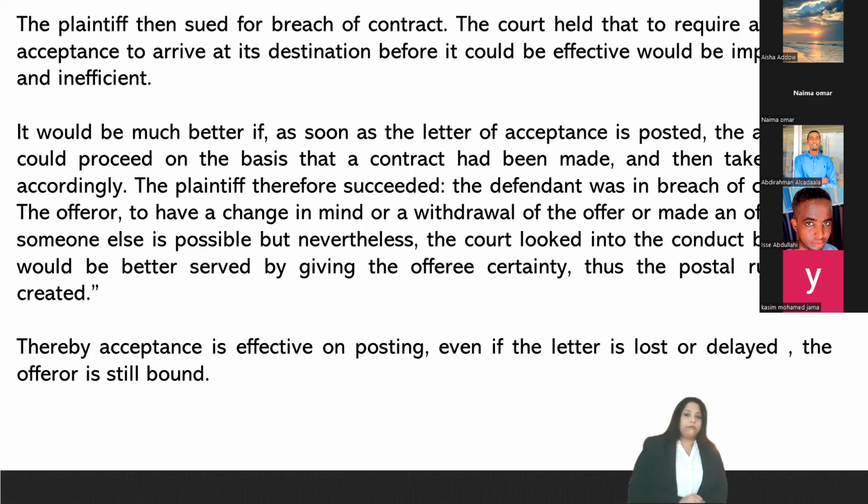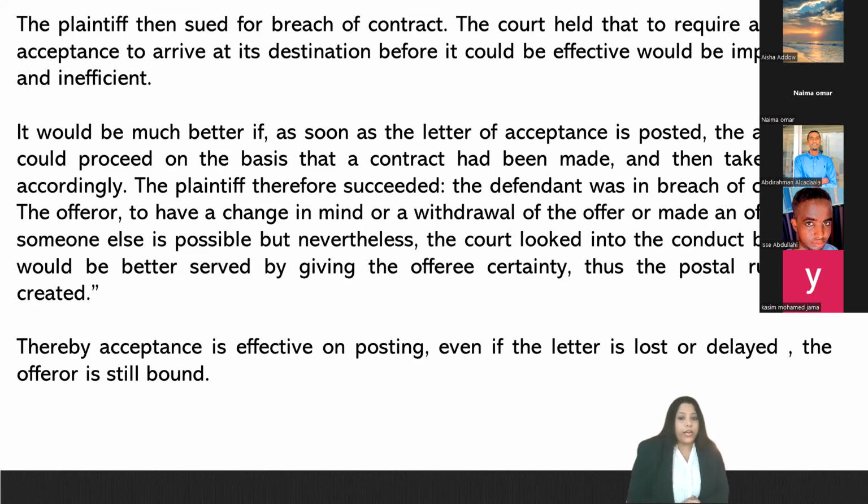So here, acceptance: the moment it is dispatched, the moment the person puts the letter in the post box, there is the date of dispatch, which is imprinted or sealed on the tapal. So at that time, that is the date. The date of dispatch would be considered as the date of acceptance. The plaintiff therefore succeeded and the defendant was in breach of contract.